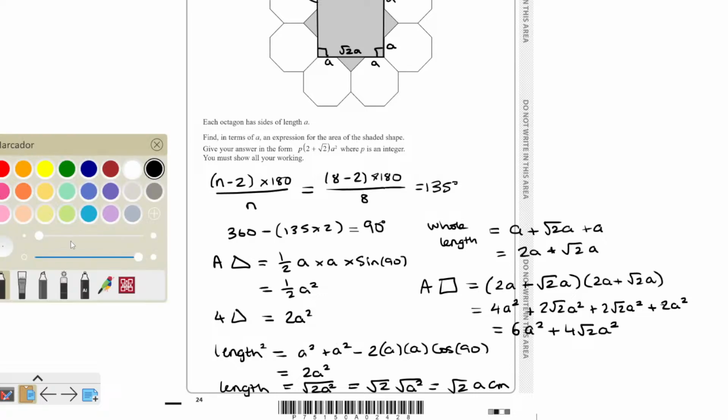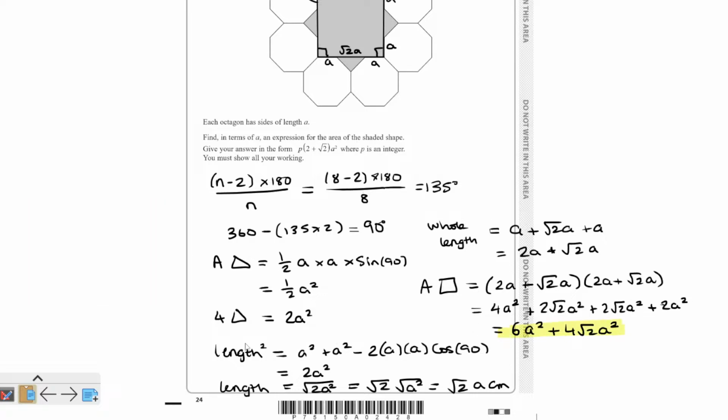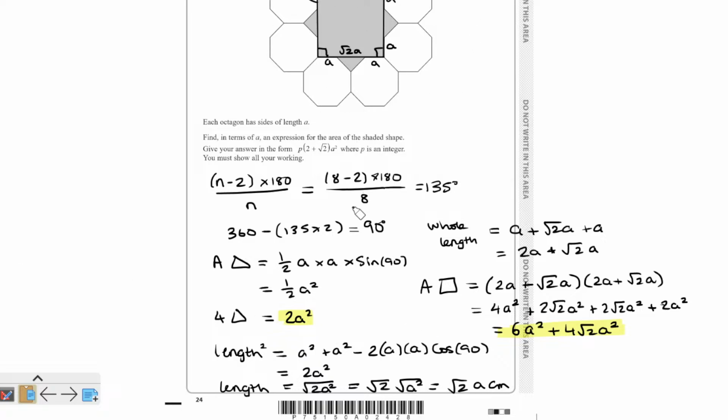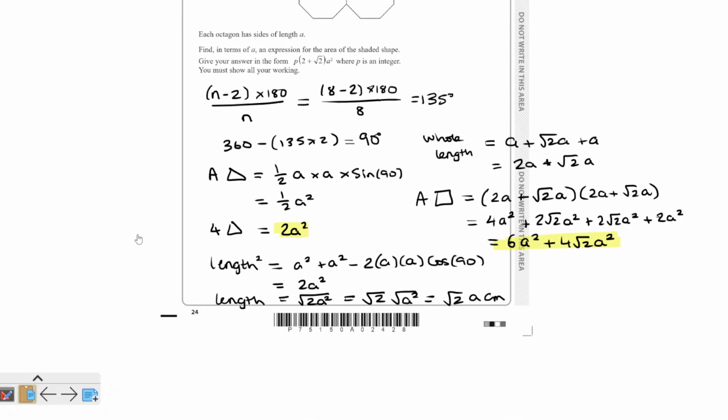That's quite hard because you have to remember kind of where we got to, and so we've got the area of the square and then the area of the 4 triangles. Those would add up to make the total area of the shaded bit, wouldn't it? Let's move this down just so I can have a bit of space. So hopefully you can see this here. Total area would be those two added together. So you've got 6a squared plus 4 root 2a squared plus the other 2a squared. These two can add together, aren't they? They're like terms. 8a squared plus 4 root 2a squared. So that's the total area.